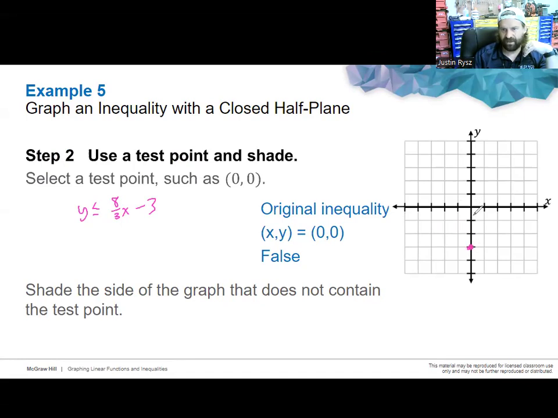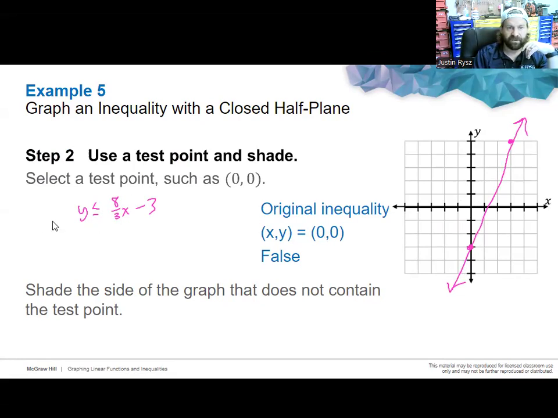And then we're going to go up 8 over 3. Okay, that's about all we can do on this graph here. We're going to connect the dots. And this time we are making it a solid line, and it is solid because it's a less than or equal to.